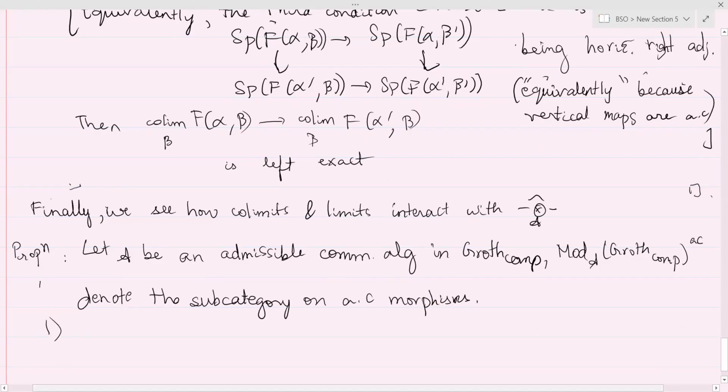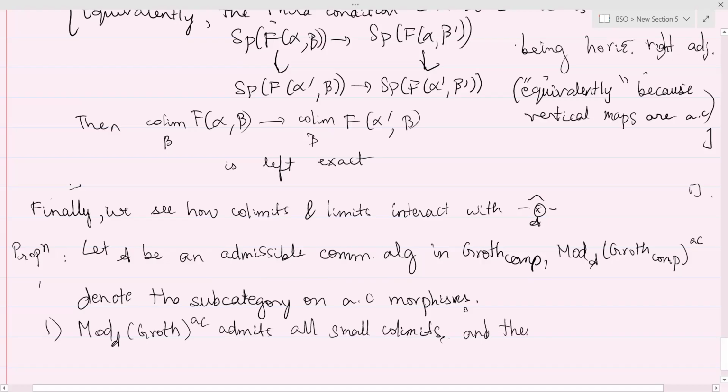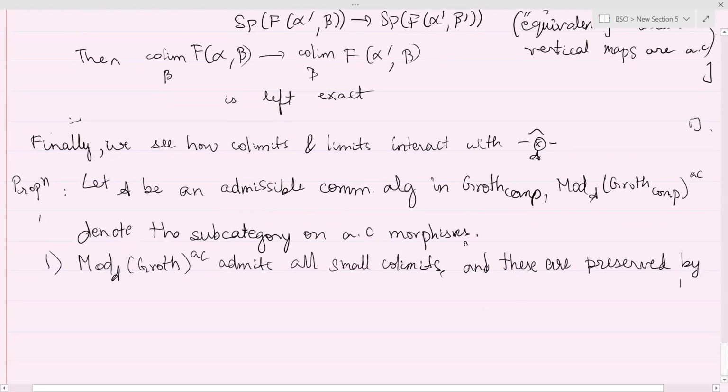So we have an analogous statement as we have had about Groth AC, which is that the category of modules over A admits all small colimits and the inclusion into, and the forgetful functor to Groth com. Oh, so this is not Groth com. Sorry.